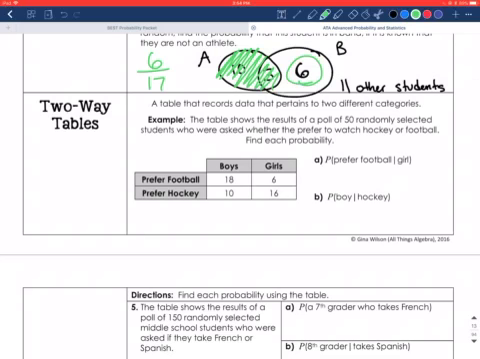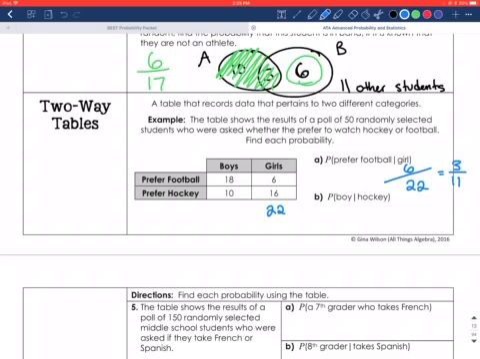Okay, so let's see here. A table shows the results of 50 randomly selected students who were asked whether they prefer to watch hockey or football. Find each probability. So the way we read this is the probability that students prefer football given they are a girl. Okay, so if it's given that they're a girl, that's going to be our sample space. We want to write how many girls there are. So how many girls are there? There are 22. And given that they're a girl, what's the probability that they prefer football? That will be 6 out of 22, which would be 3 out of 11.